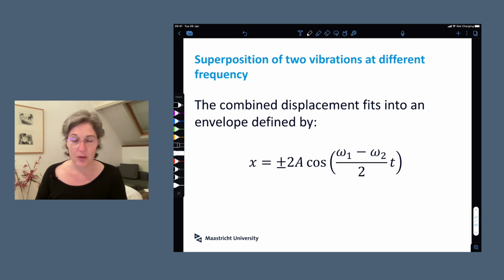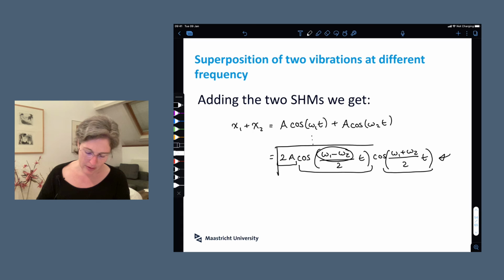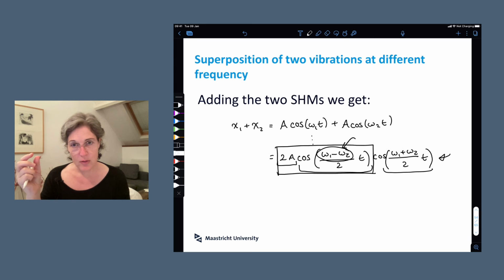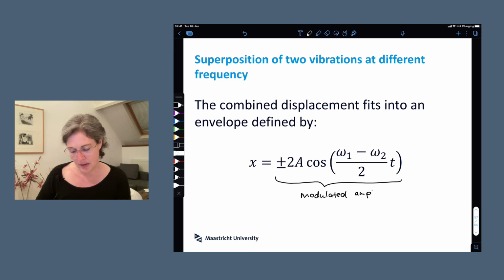And in fact, you can figure out that this first term that we have over here is what is modulating our amplitude. So this omega 1 minus omega 2 is going to be very small. So if you think about it, that means it takes a very long time for one complete oscillation to happen. Whereas omega 1 plus omega 2 is going to be quite big, so that's going to be faster. So our combined displacement fits into an envelope defined as we see here. So this is really a modulated amplitude of our resulting wave.